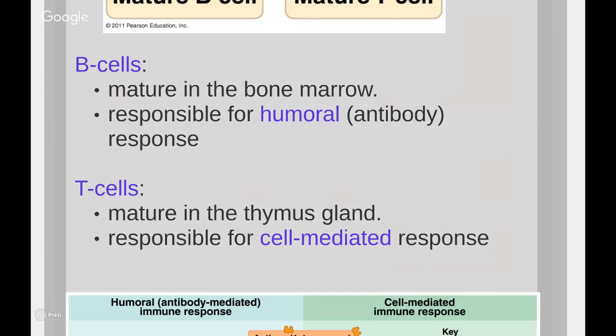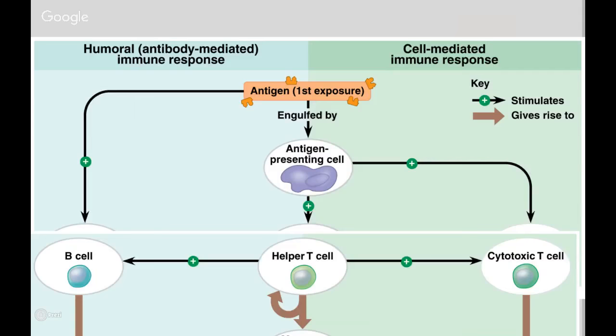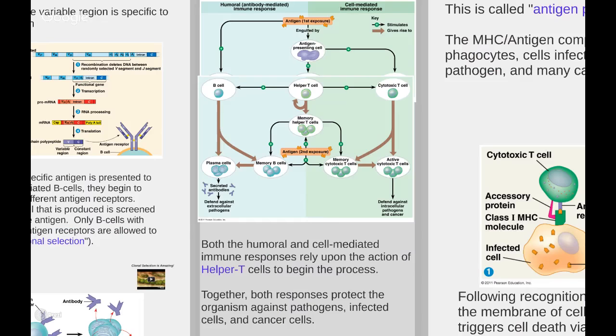This is a great diagram to look at. I gave you a similar one during our unit. Where you have the antigen exposure, it's either engulfed by an antigen presenting cell or recognized by a B cell, which communicates to the T cells. T cells communicate to B cells and T cells to start proliferating. Also telling them to make memory T cells. But these B cells and T cells go and do their thing depending on what kind of infection it is.